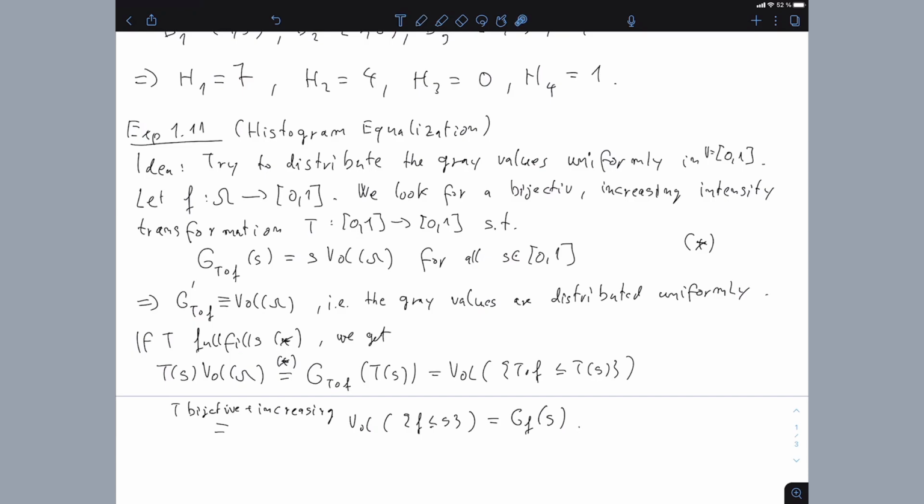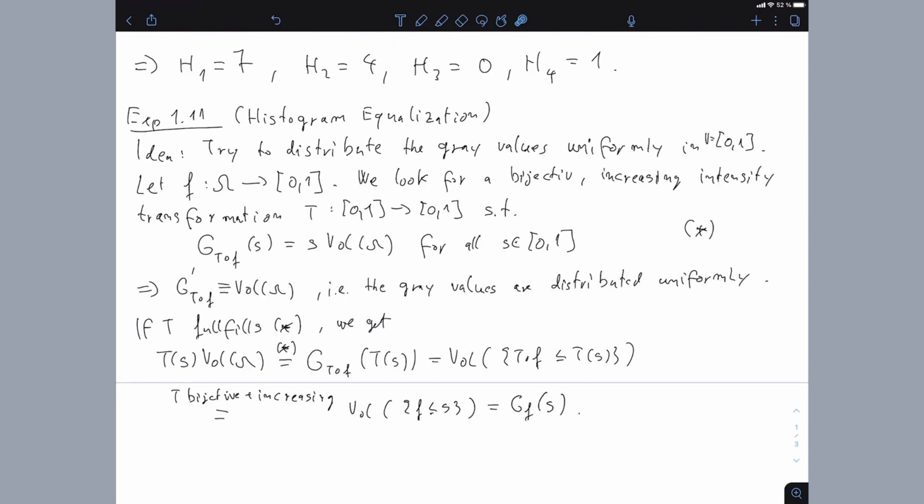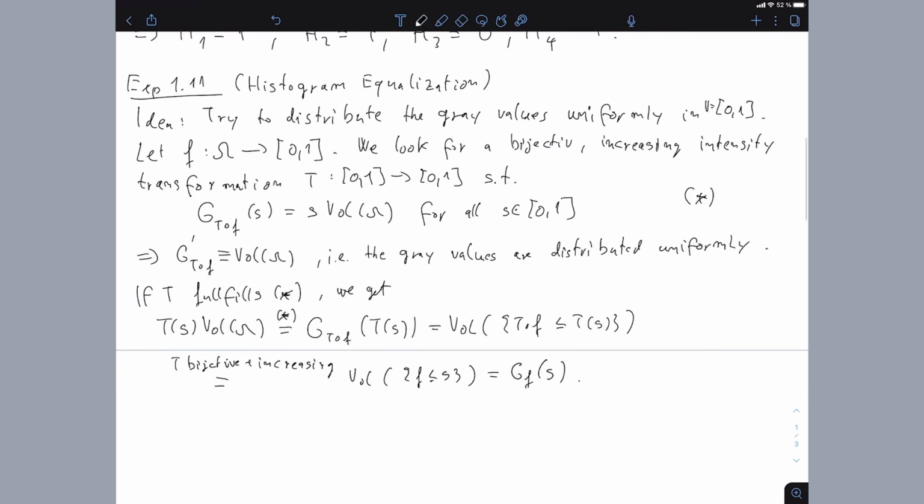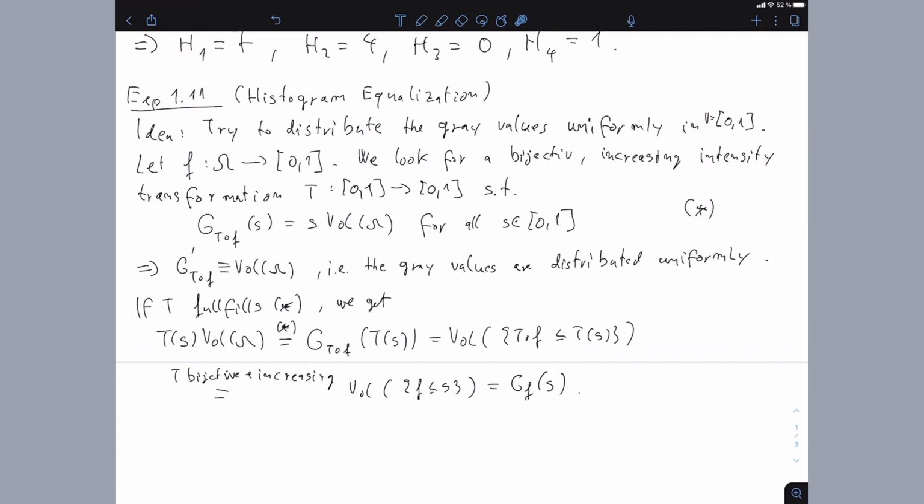Yeah, this gives us an idea how the T looks like, because we have T of S here, and we can divide by volume and see what it should look like. And the question is how do we get bijectivity and increasing? So this will need to make some assumptions on this GF. Yeah, so we now know how it should look like, and some assumptions.